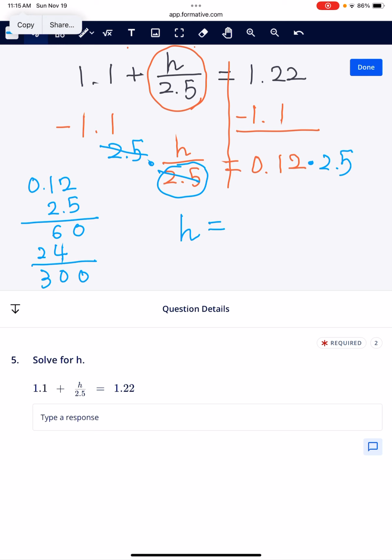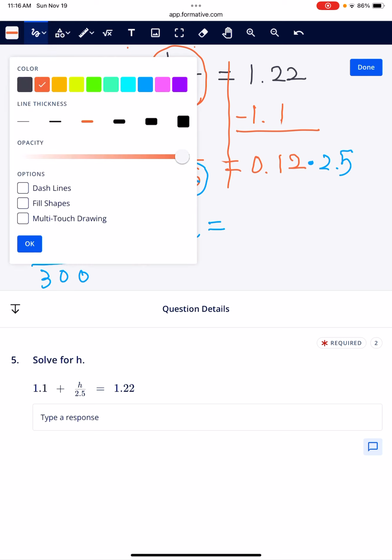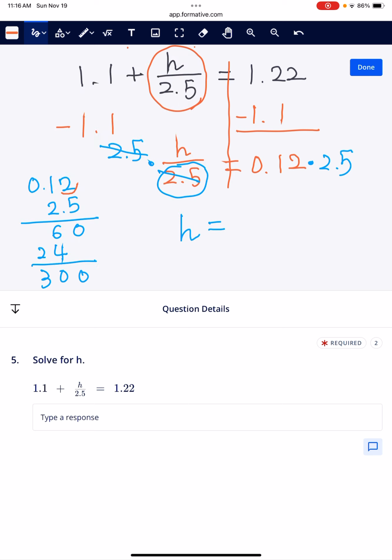Then you have to count the decimal points. You have 2 and 1. So the total number of decimals you need is 3. So you're moving the decimal 1, 2, 3. So it's 0.3. So h equals 0.3. For this type of problem, you're allowed to use a calculator.